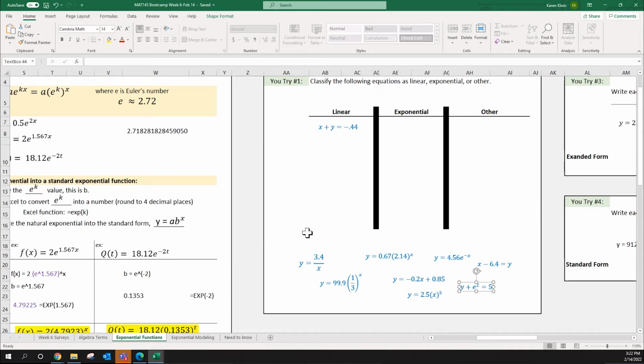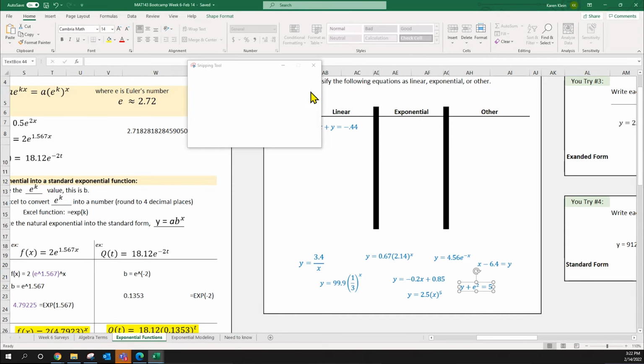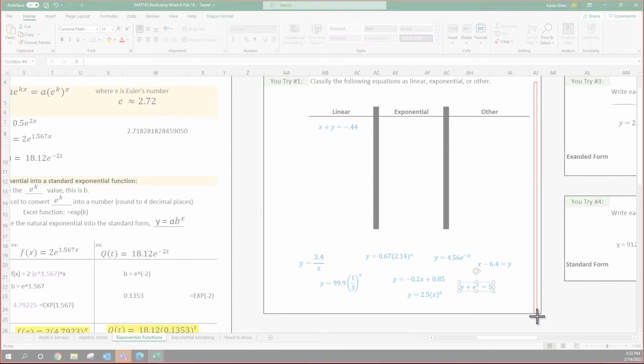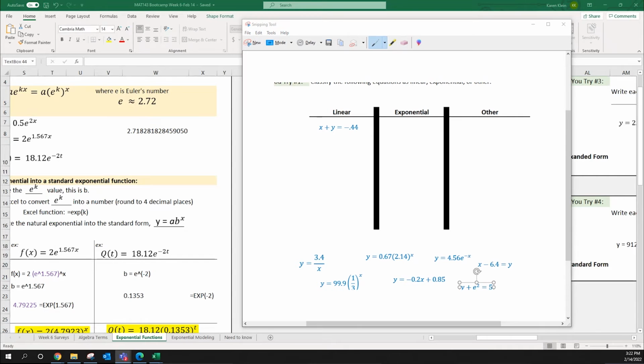So how do we copy? If you have snippet or some sort of screen print, you may use snippet. So we hit new, and then I can just grab that. It will copy it to your clipboard, and then what you can do is just come into your chat and hit paste, and that's how you can share what you have on your Excel.